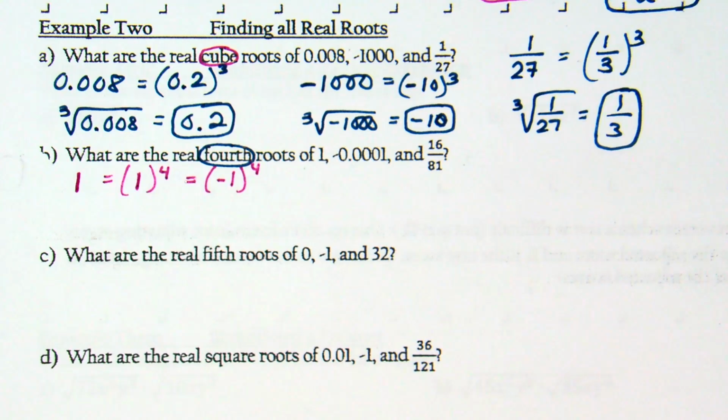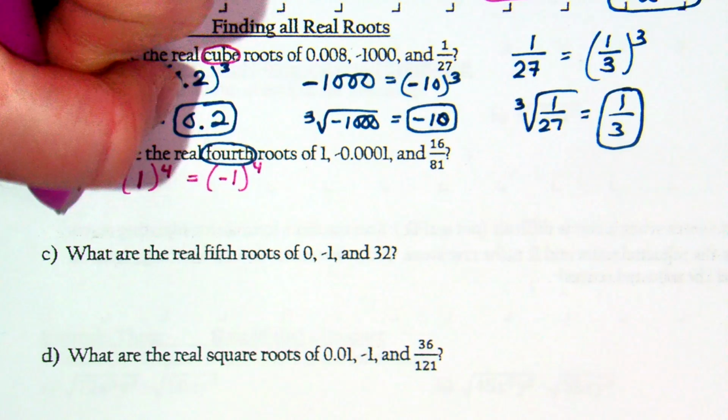So it's asking for all of the real 4th roots. What are my answers? Negative 1 and positive 1, yes? Which you could write as plus or minus 1. So the real 4th roots of 1 are plus or minus 1.